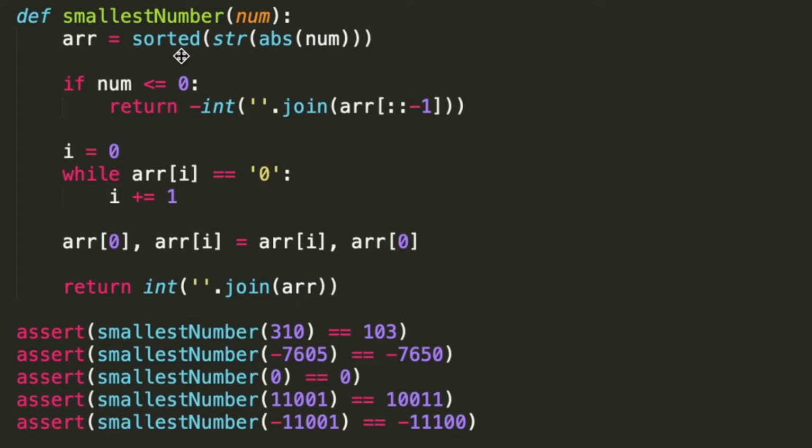The time complexity is n log n because of sort, but our input is at most 16 digits long, so I would say the time complexity is constant.